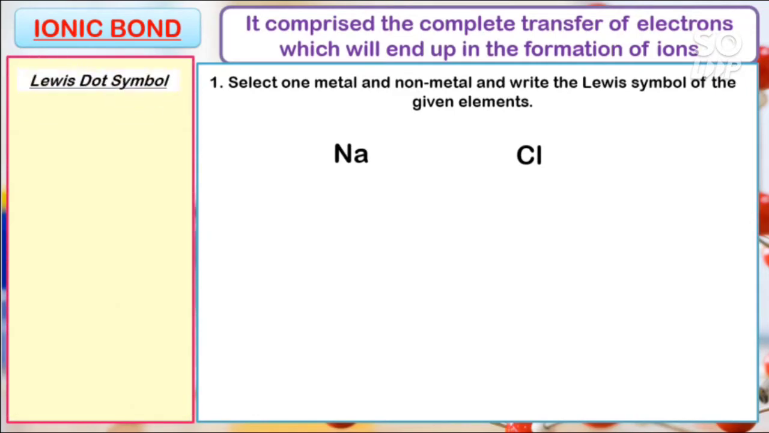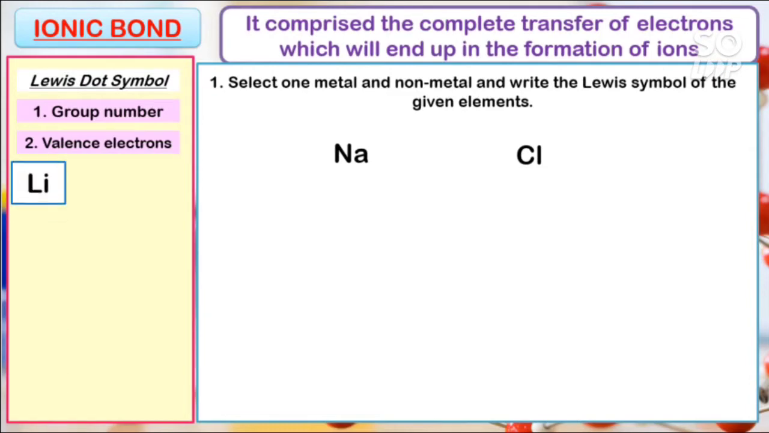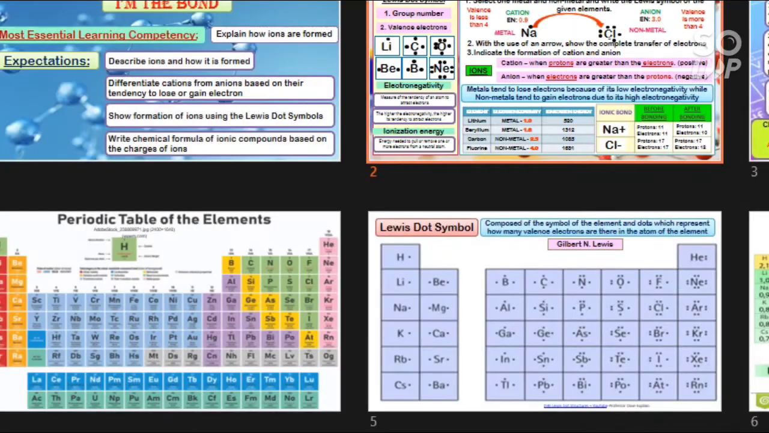All we have to do is to identify first the group number, because the group number will give you an idea how many valence electrons there are, and the valence electrons will also be the number of dots present in the element. For example, lithium belongs to group 1, so it only has one dot because of the valence electron, which is only one. How about beryllium?